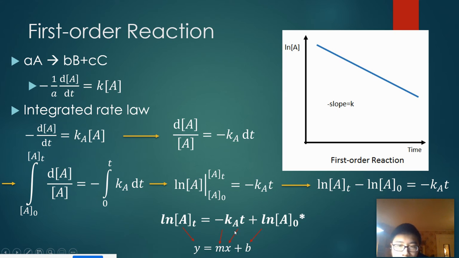So in this case, we can graph the x-axis as time. For the y-axis, we can put the natural log of [A], the concentration of A, and this is also a linear relation. So in this case, m, the slope, is negative k. So the slope is downward sloping because k is positive.